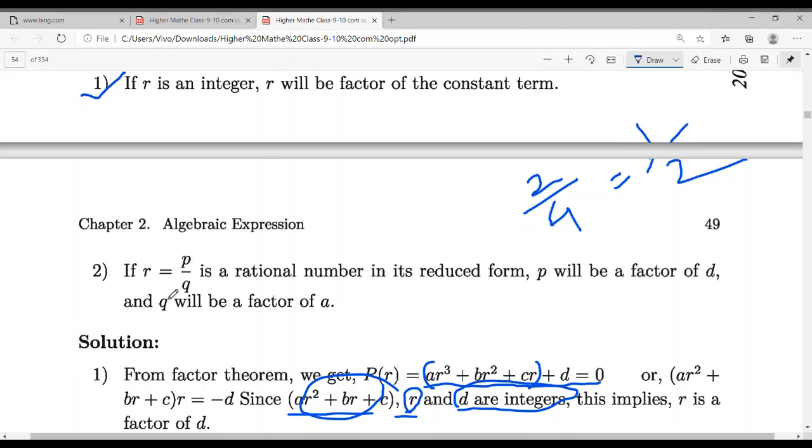If r is of the form p by q and p by q is in reduced form, then p and q are co-prime. That means p cannot divide q and q cannot divide p. Clear? Okay.